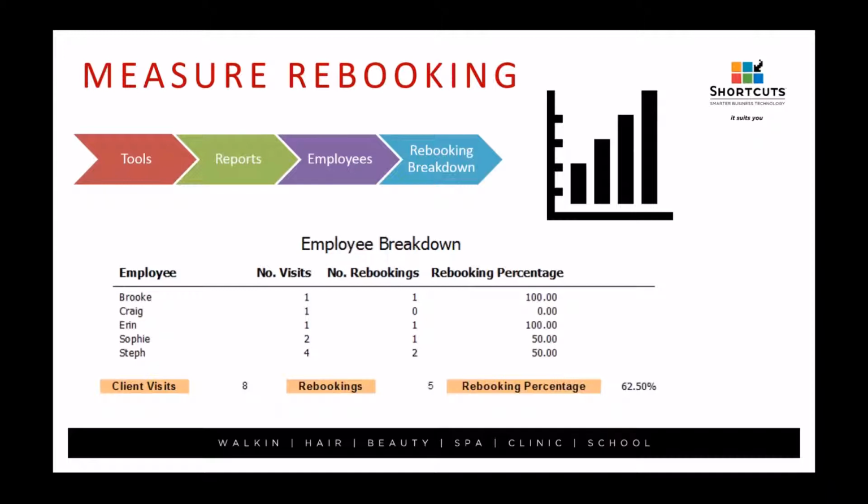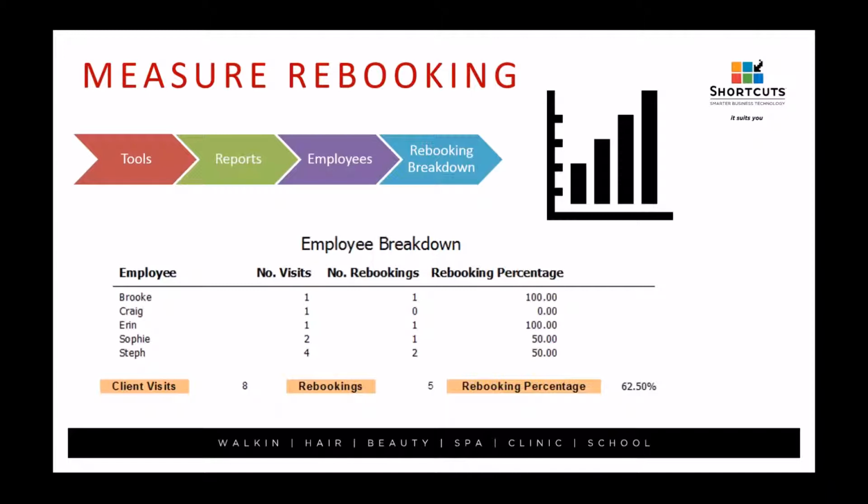This is through the rebooking breakdown report, which is located under your tools menu, reports, employees, and rebooking breakdown. I've taken a snippet of the report, which is down the bottom here. This is going to break down per employee. So for example, Brooke had 1 client and she rebooked that client. Therefore, her rebooking rate is 100%. Another employee, such as Sophie and Steph, only rebooked half of their clients.